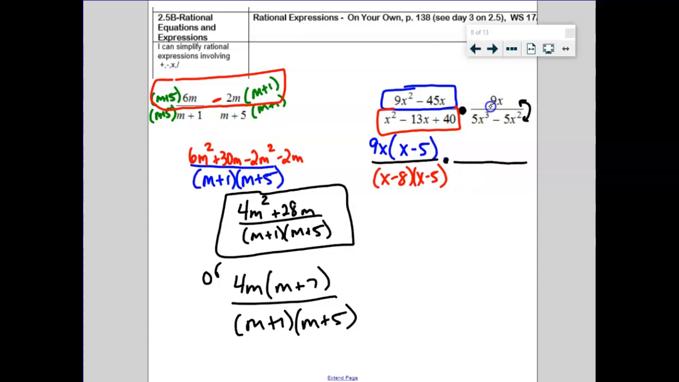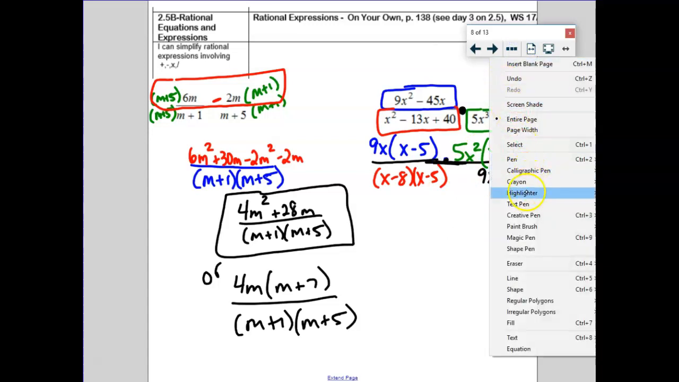Now, this 5x to the third factors by taking out a 5x squared, good. But now it's in the numerator because we flipped it. So it's 5x squared times x minus 1. And then the 9x doesn't cancel or factor or anything. Well, it does cancel, but it doesn't factor. All right, so now it's all one big problem. So anything that shows up in the numerator and denominator is gone.